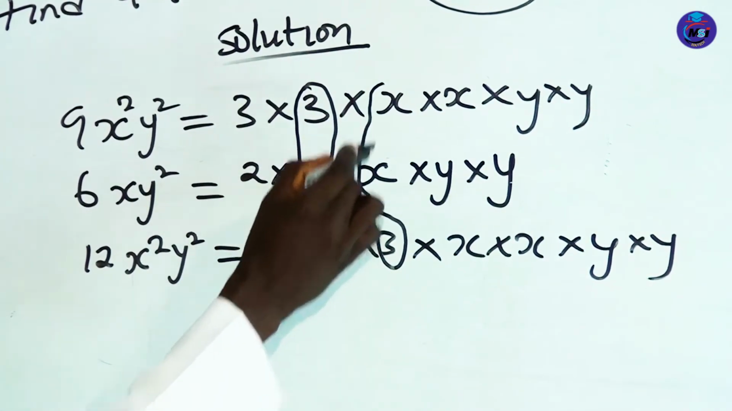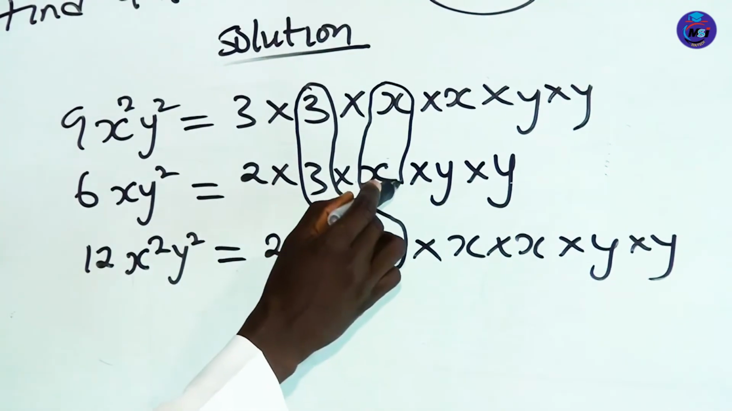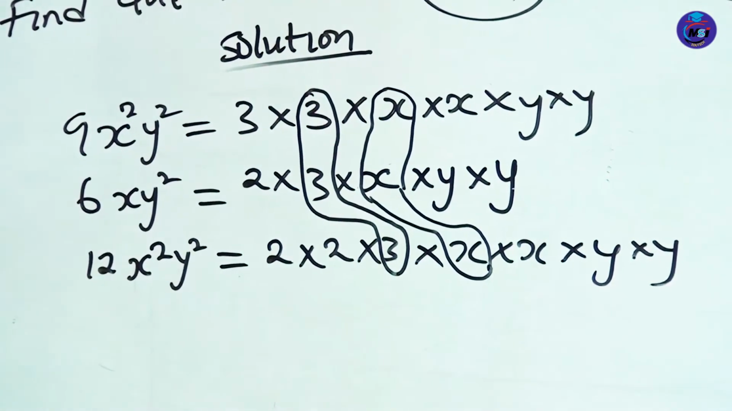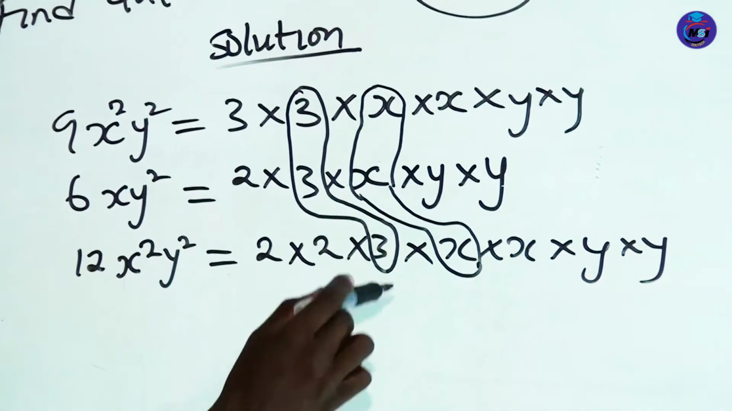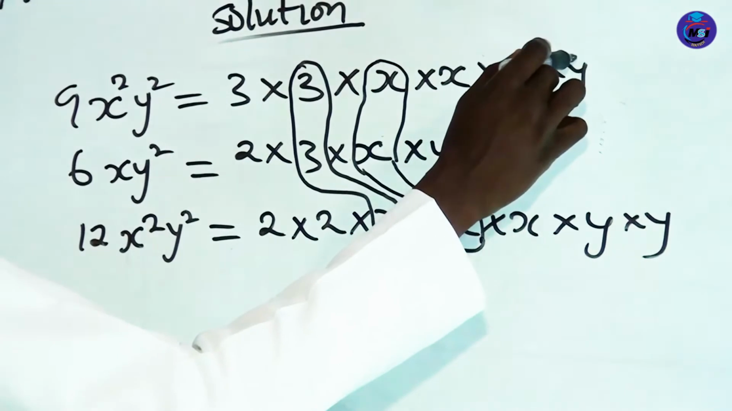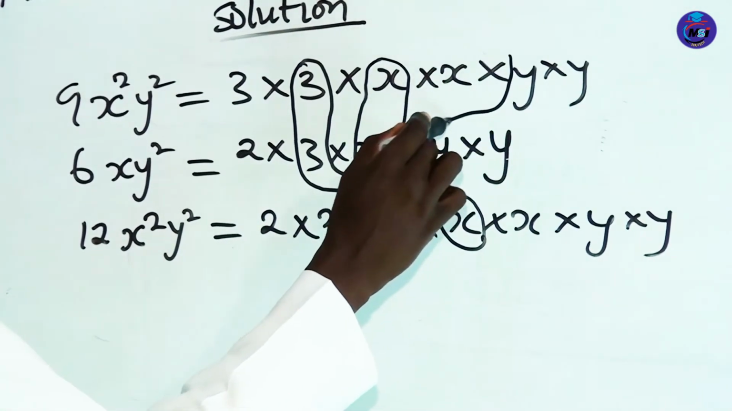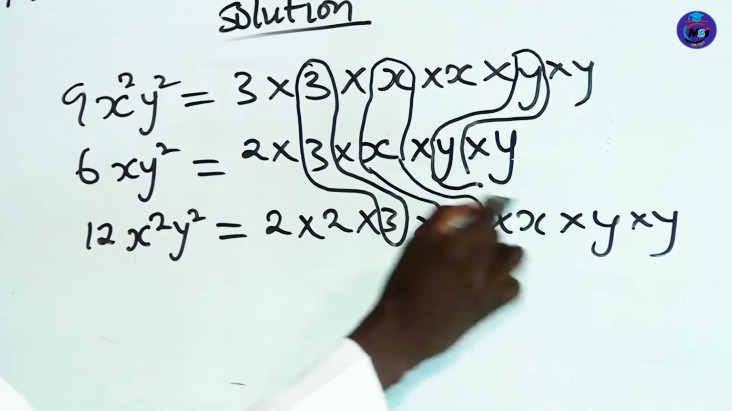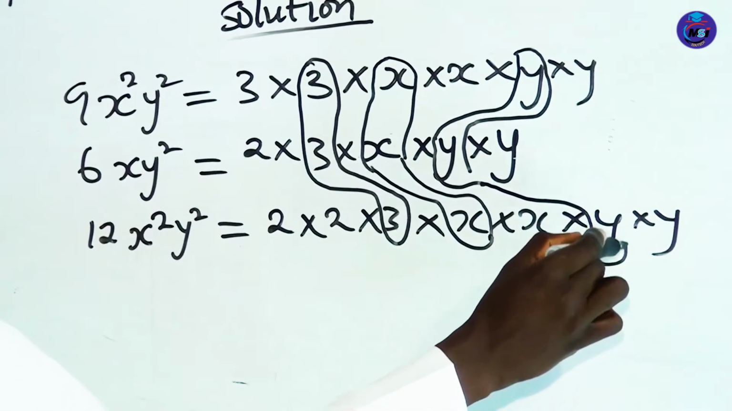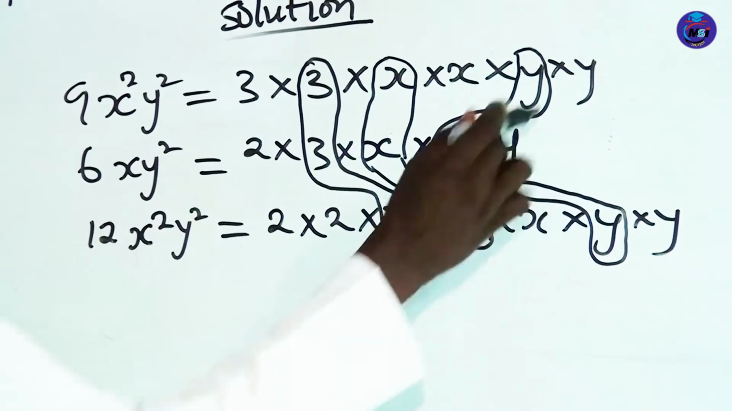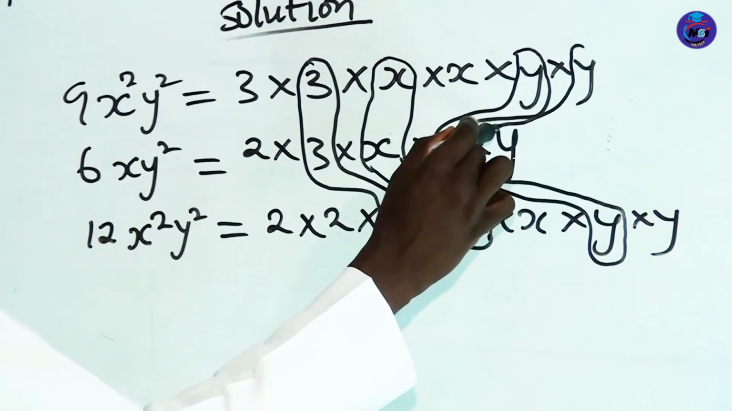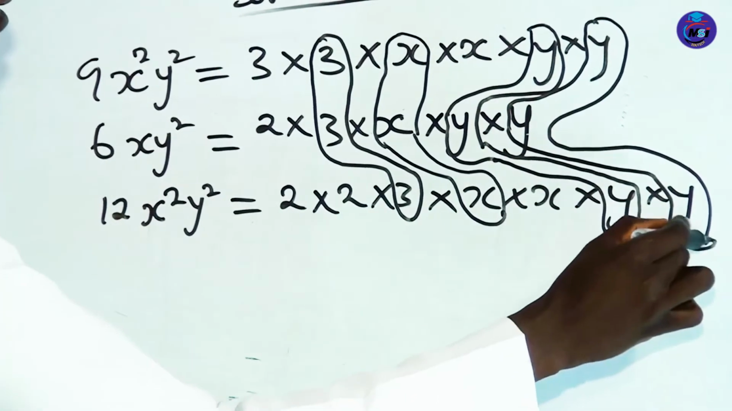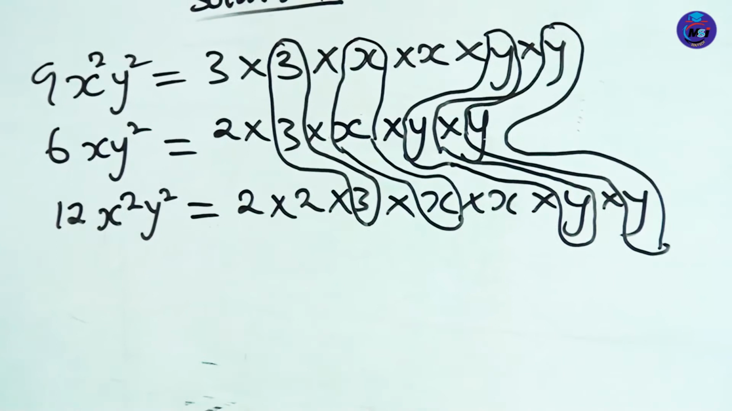Okay? Let's pick x. X is common here, is common here, and is common here. Okay? Do we still have another x that is common? No. What of y? Y is common here, here, okay, and we also have y here, okay. Another y is common, y, and y. Don't get confused. Just try to trace it.